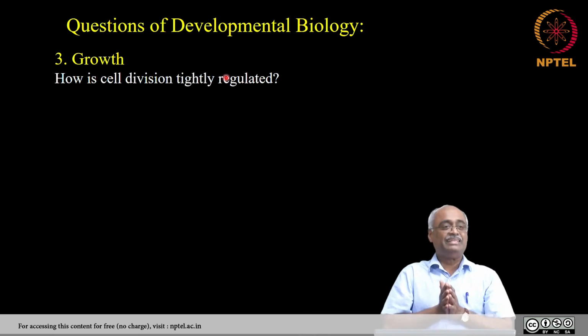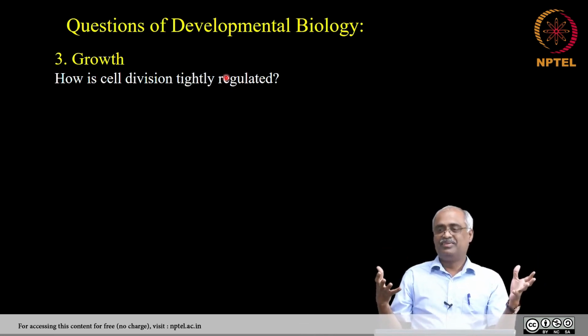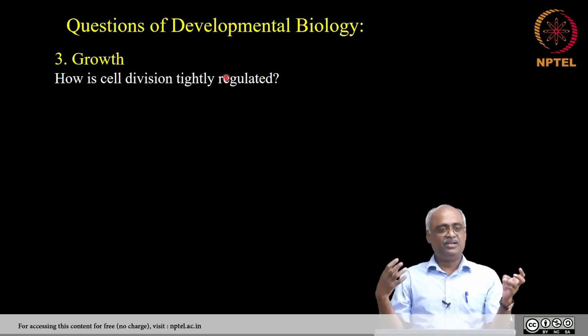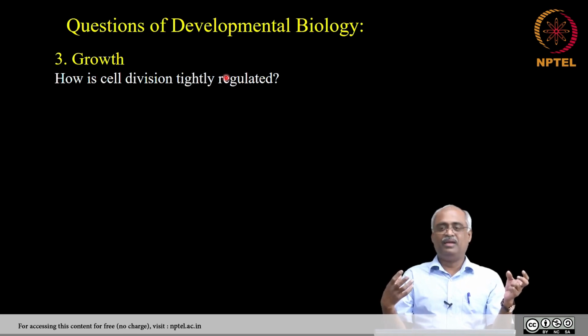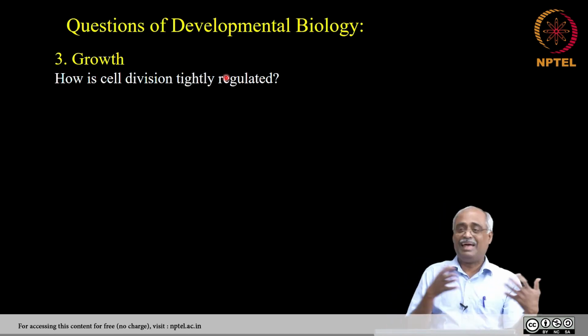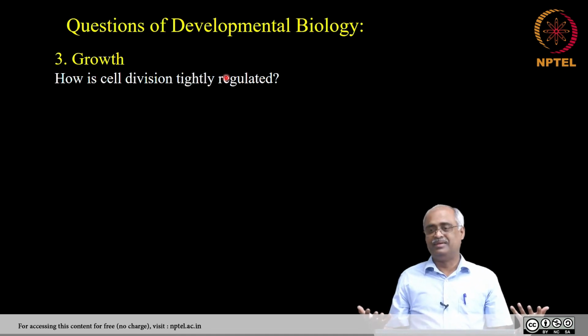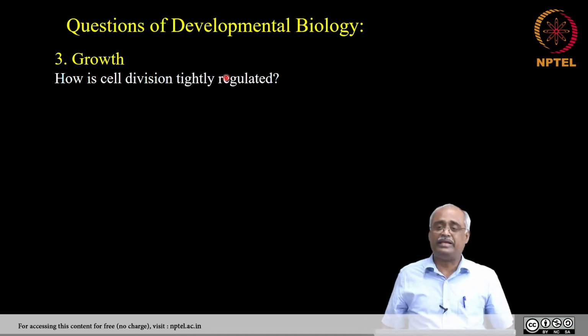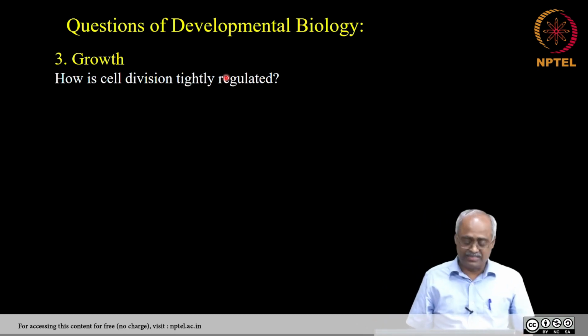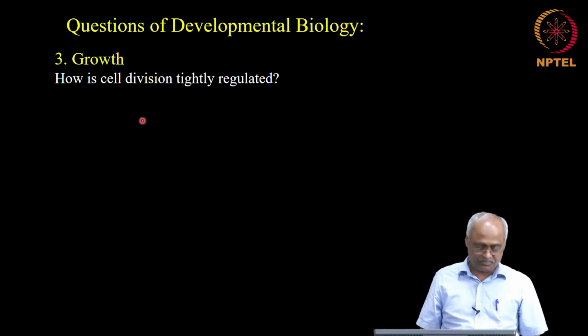And just imagine these were not coordinated in different parts of the body. Suppose your nose cells divided double the time and your ears, one ear was one division less. What will happen? Your body will not be proportional and there won't be functionality. So, growth is highly coordinated. So, how does this coordination happen? That is an important question.